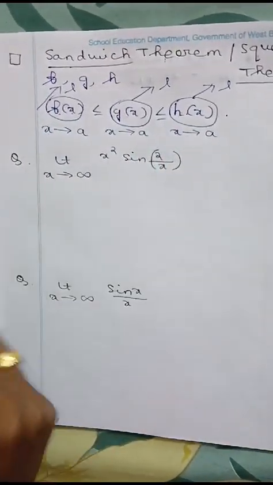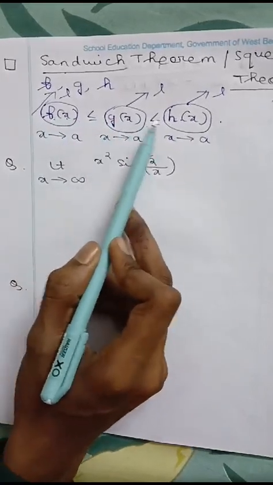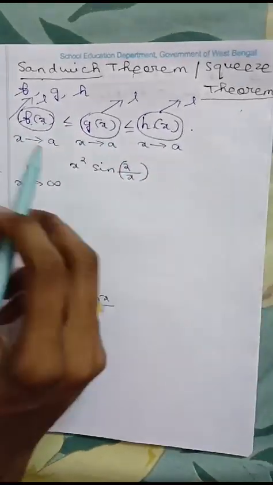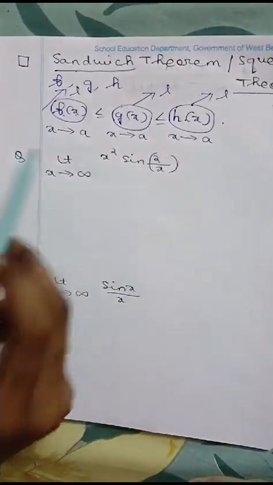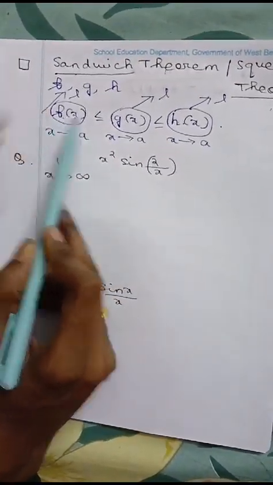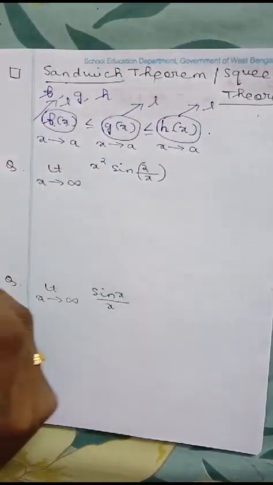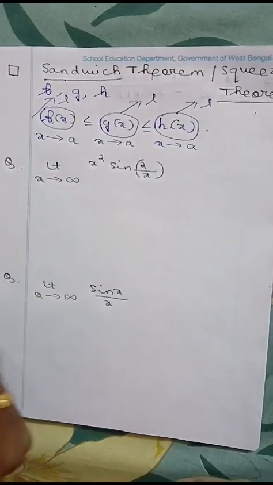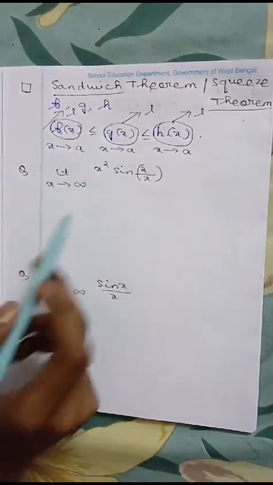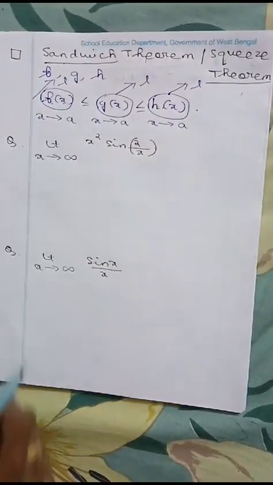So this is our simple sandwich theorem or squeeze theorem: if you have three functions f, g and h satisfying the inequality f less than or equal to g less than or equal to h for all the common domain of definition, and if as x approaches a, the lower function and the upper function both tend to L, then the middle function will also tend to L as x approaches a. So let us take an example on the basis of this.